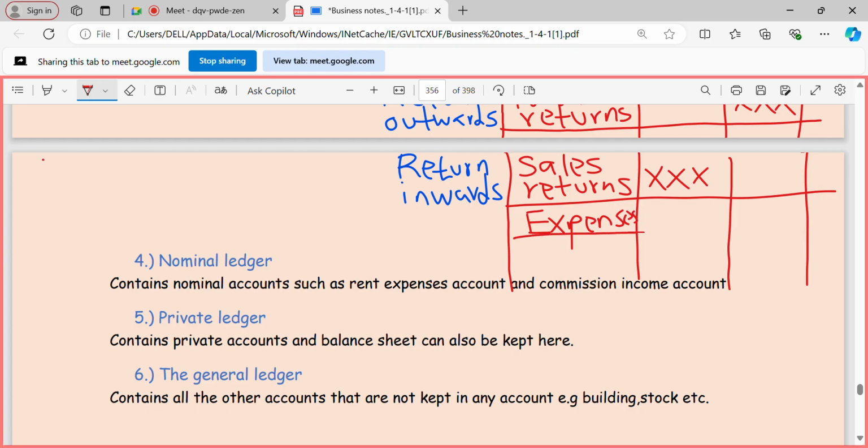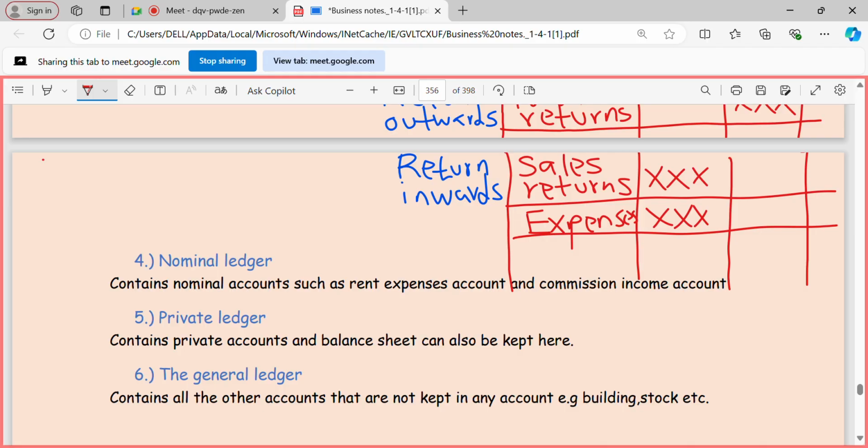The only instance we can return things into the business is when we had sold them and the customers are not satisfied with the quality, or maybe the customers feel that they are excess, so they are returning them back into the business. Those are the other names for purchase returns and sales returns respectively.